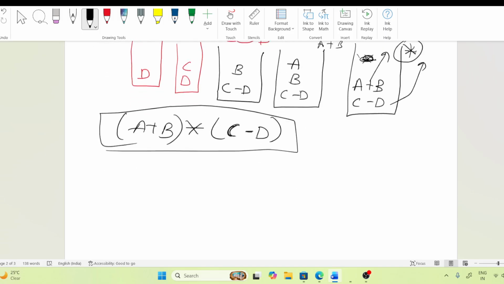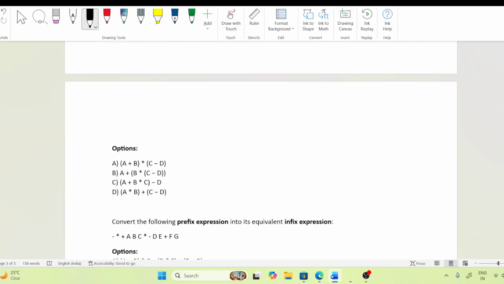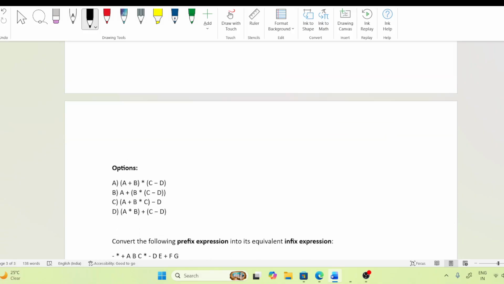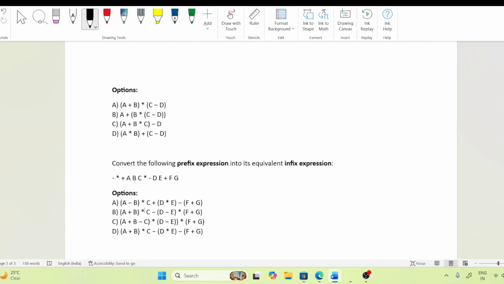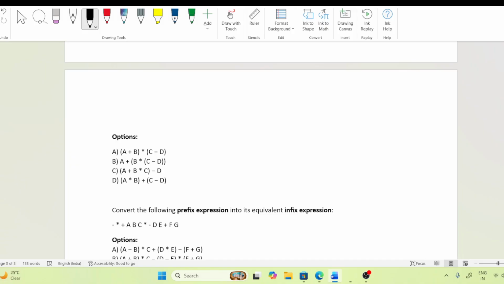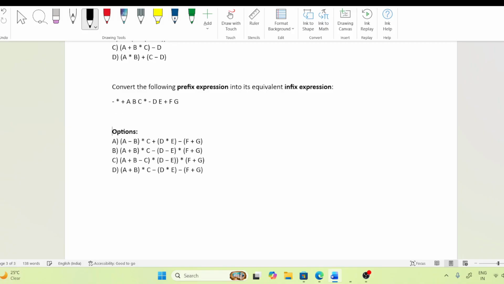Let's see in the options whether we are having this option or not. Okay, A plus B. So what is in the options? A plus B into C minus D. A plus B into C minus D. So this is our answer. Okay, let's see another question. Now it will give you more clarity.